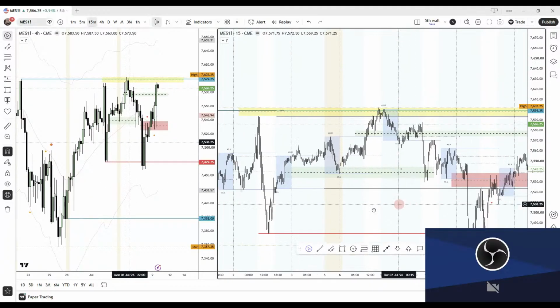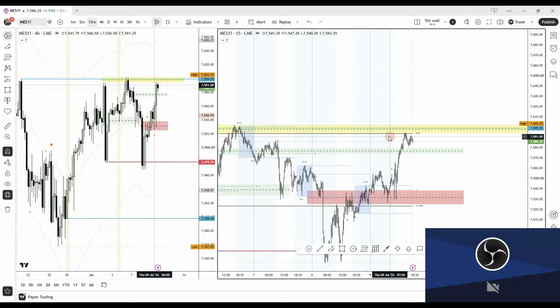You see, like today, it traded into the previous week's high right here. Those are that retest we spoke about.